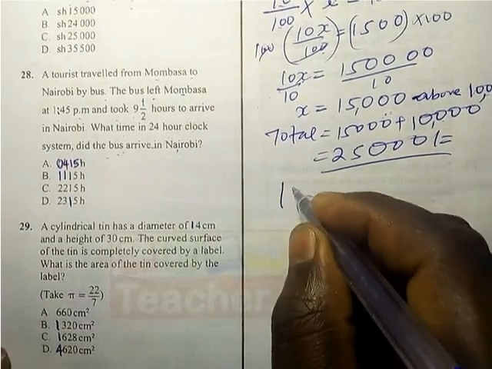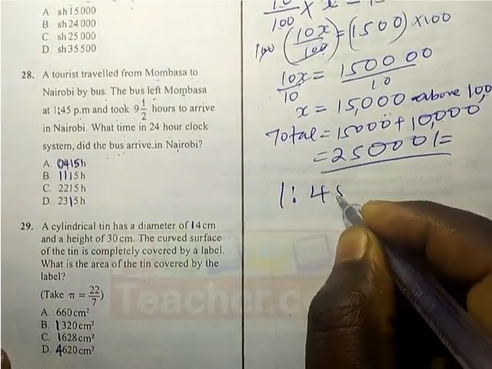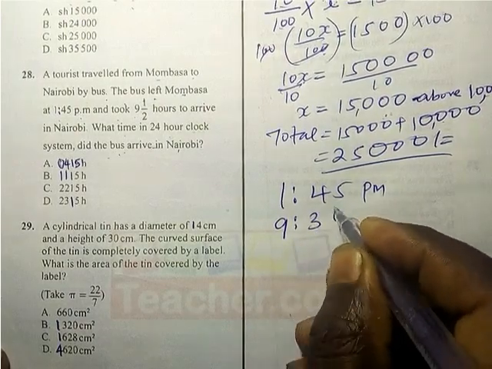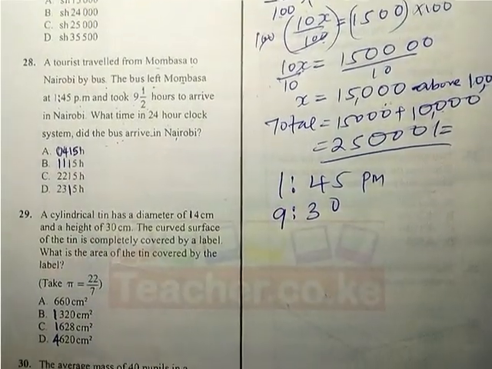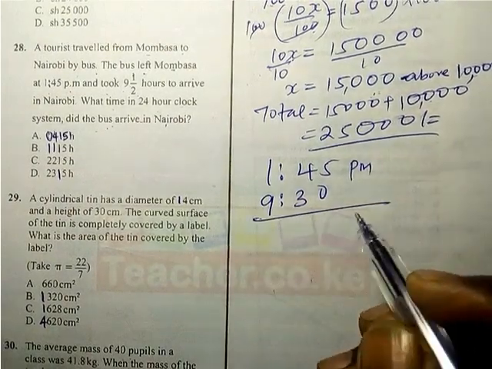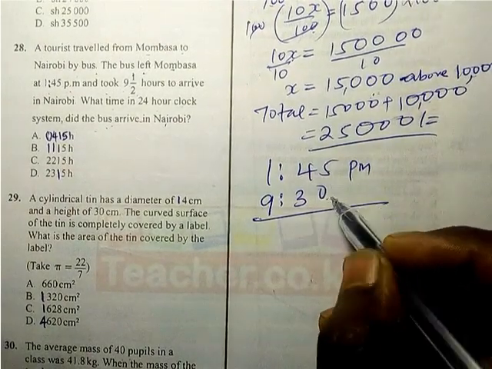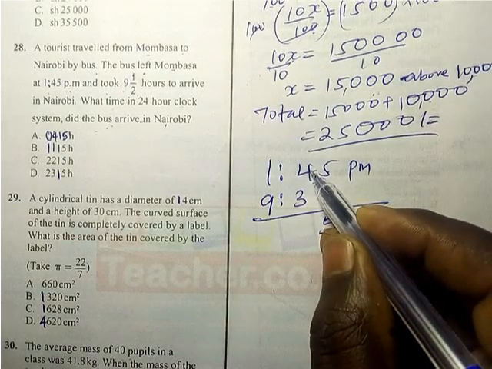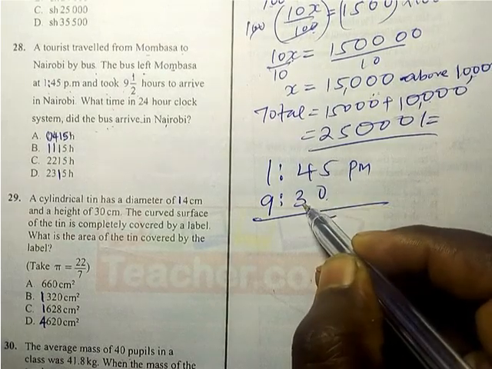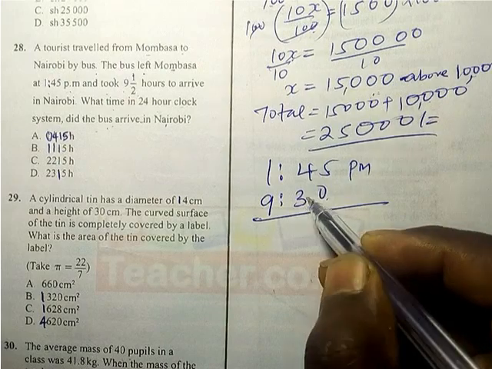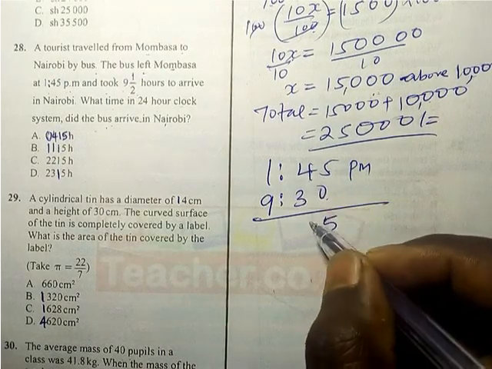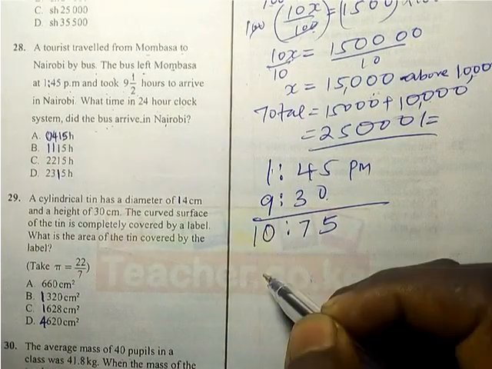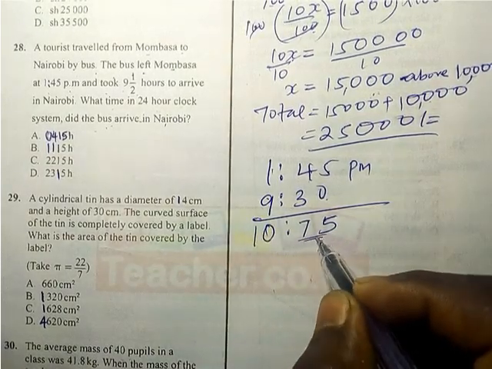So it was 1:45 p.m. and it took 9 hours 30 minutes. Okay? So we add: 5 plus 0 is 5, 4 plus 3 is 7, and 7 has passed 60 minutes. So we have 60, it will be 75. But this is 1 hour and 15 minutes.